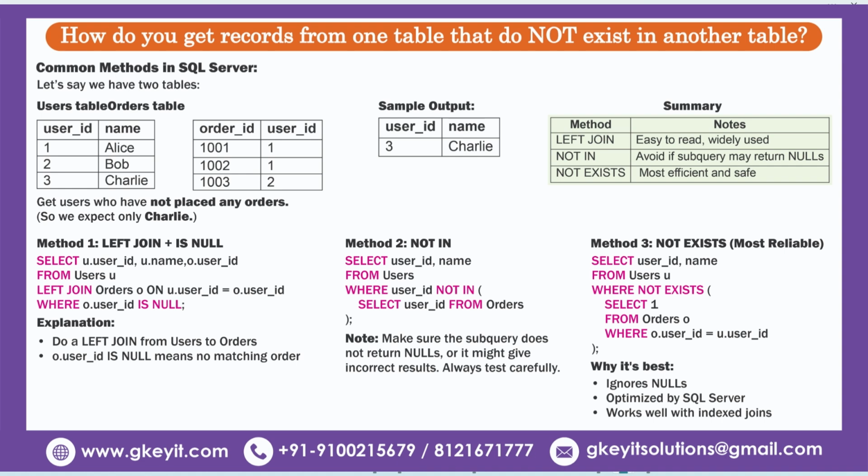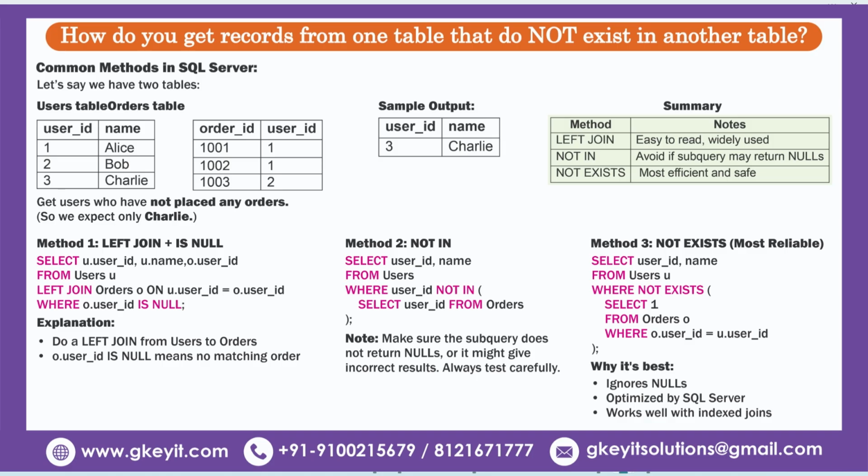For this, we have to get output like Charlie. Get users who haven't placed any orders. So we expect only Charlie, who hasn't placed any order in the orders table. There are different methods to get this done. The first method is using left join and is null.